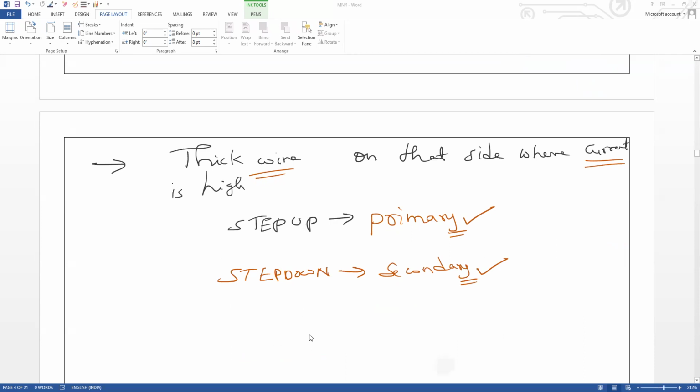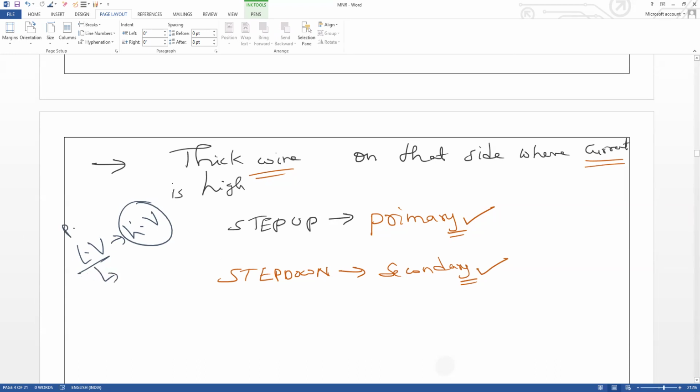Where current is low, the wire must be thinner. But voltage increases, current decreases. So step up means what? Low voltage to high voltage. So the secondary coil has more voltage, so current is less. The primary coil has less voltage, so more current. So this must be thicker.